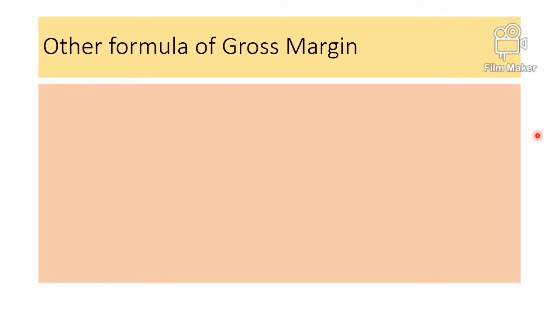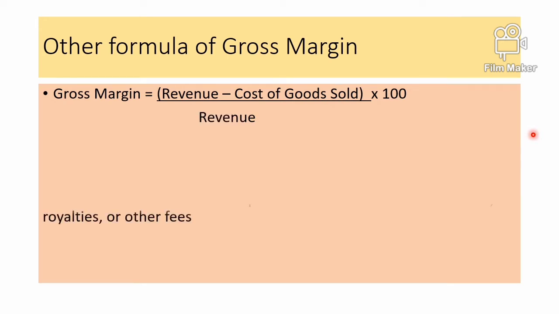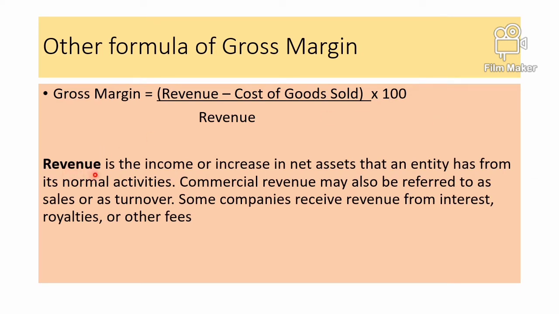Other formula for gross margin. Gross margin is equal to revenue minus cost of goods sold, divided by revenue, times 100%. Revenue is the income or increase in net assets that an entity has from its normal activities, while commercial revenue may also be referred to as the sales or the turnover. Some companies receive revenue from interest, royalties, and other fees.